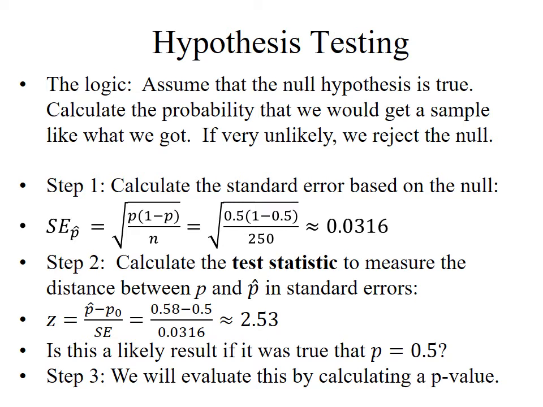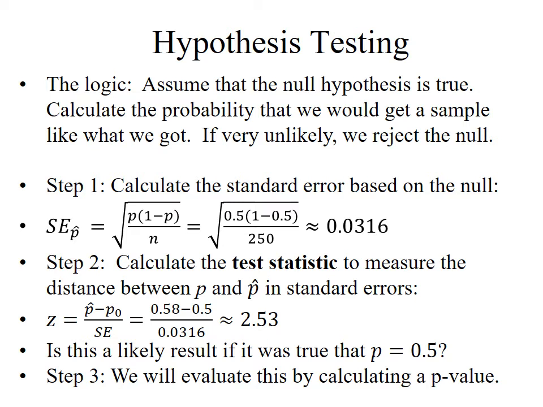Step 2, we calculate our test statistic that measures the distance, the discrepancy between, in this case, our null hypothesis, which says that p is 0.5, and then our p-hat, which we said was 0.58. That difference, that 8% difference, we want to measure how big that difference is in standard errors. So we take our p-hat minus the p we get from the null hypothesis. We do 0.58 minus 0.5, there's the 8%. We divide that by 0.0316, and we get 2.53.